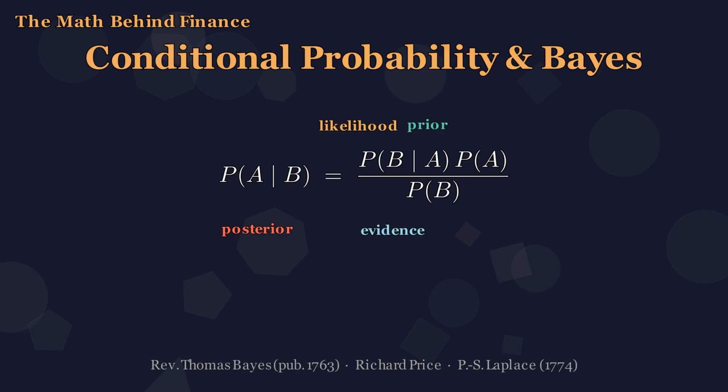Thomas Bayes proved this in an essay published after his death in 1763. Pierre-Simon Laplace rediscovered and generalized it a decade later. Every modern inference engine, spam filters, risk models, medical diagnostics, market makers, is a descendant of this one equation.